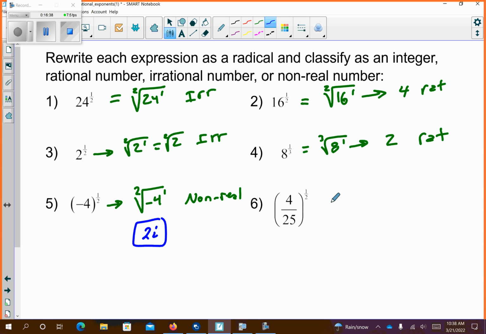Okay? I have a fraction here. So this is a square root because it's the 1/2 power. So I have the square root of 4 over 25. What's the square root of 4? 2. What's the square root of 25? 5. So I get 2/5. Is 2 over 5 a fraction? It's definitely a fraction. If I can write a number as a fraction, it has to fall under the rational numbers.